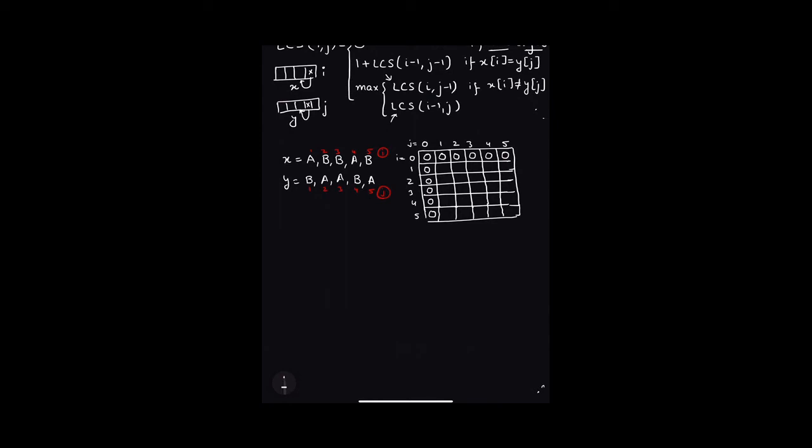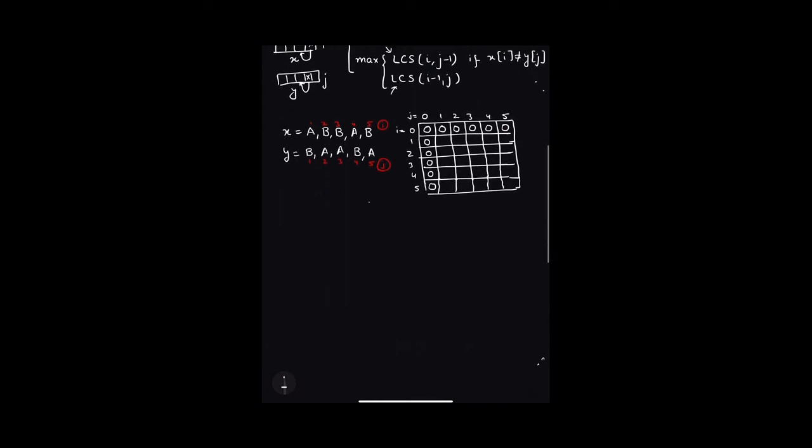Now let us consider this example. Let us start from LCS(5, 5). We have to check that this A is not matching with this B. So I can say that A is not matching with B.